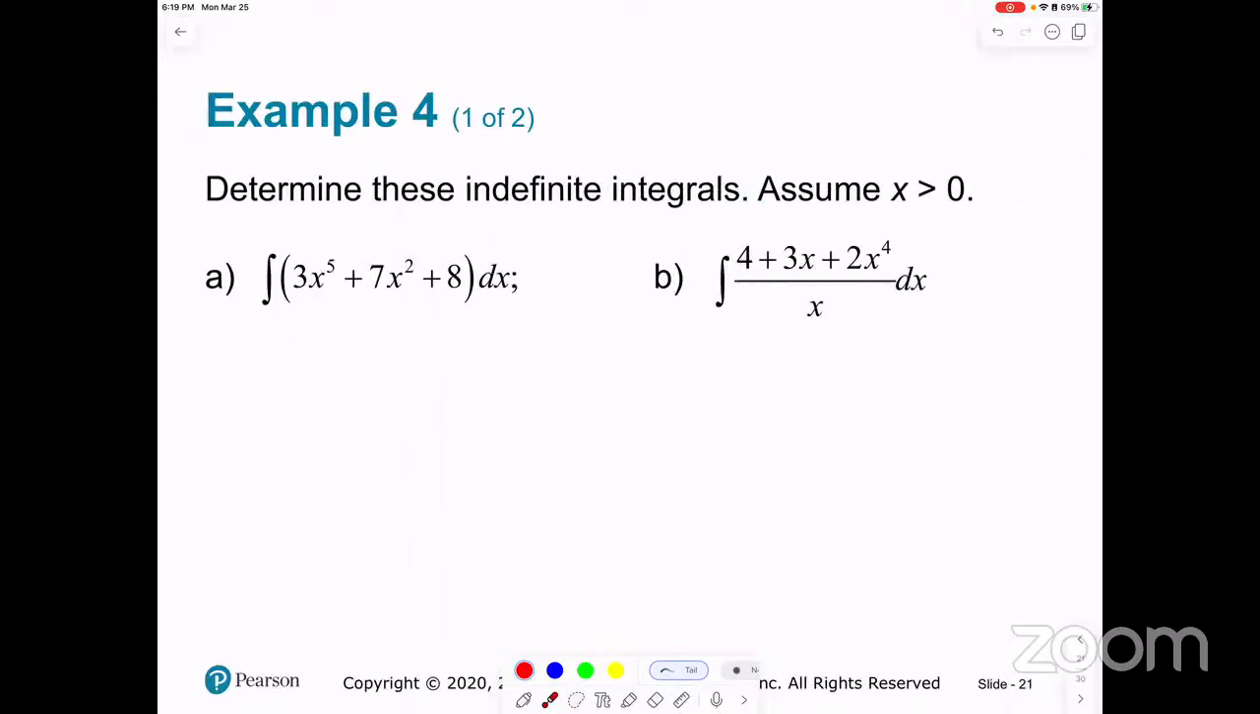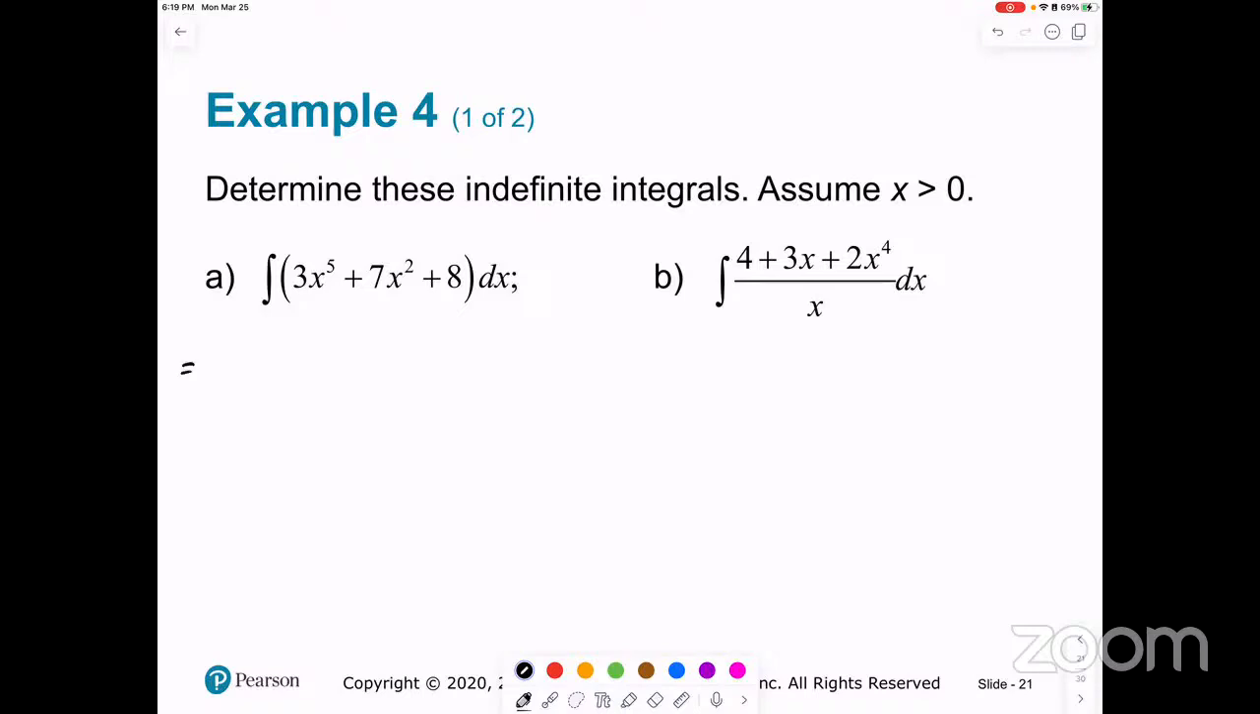Determine these indefinite integrals. Assume that x is positive. Okay. So again, the integral of the sum is the same as the sum of the integrals. You could break those up into 3 separate integrals and just work them. And then whenever you have that constant, you can move the constant to the left side of each integral. So for instance, the first one is really just the integral of x to the power of 5. All right. Let me go ahead and write out those changes that I'm referring to.